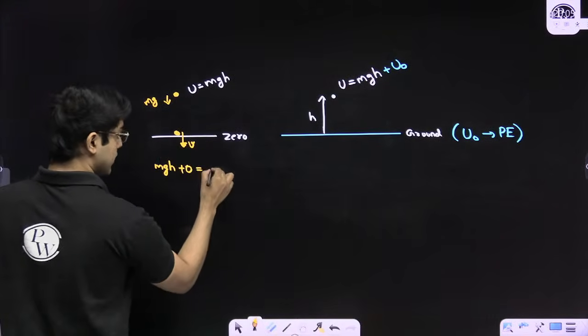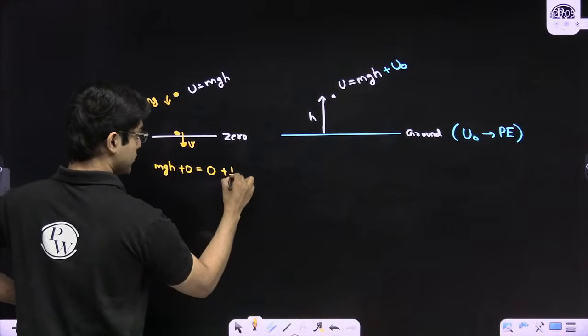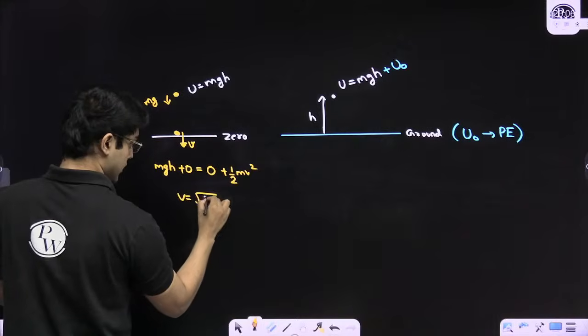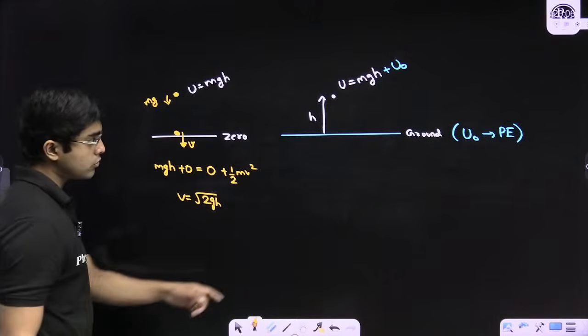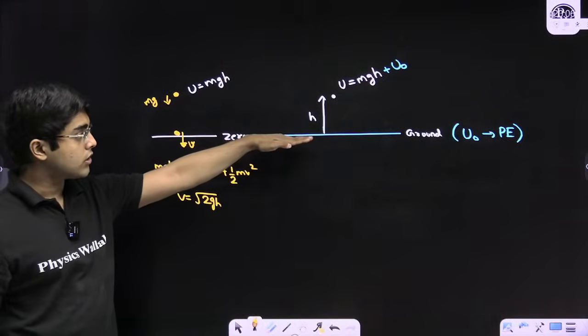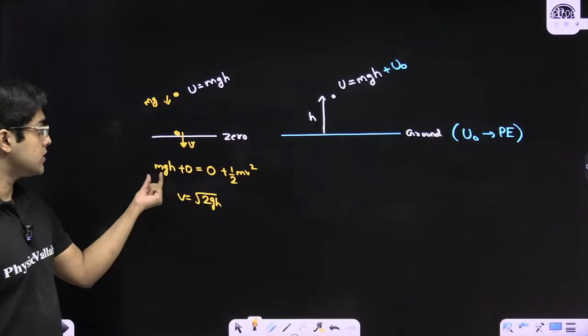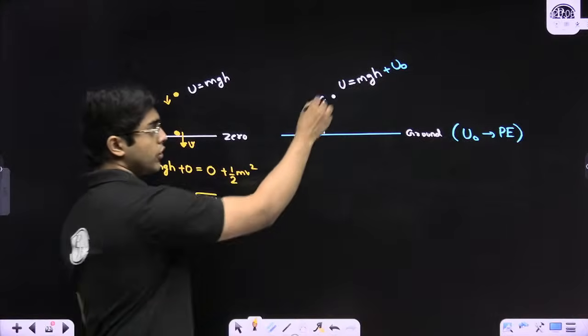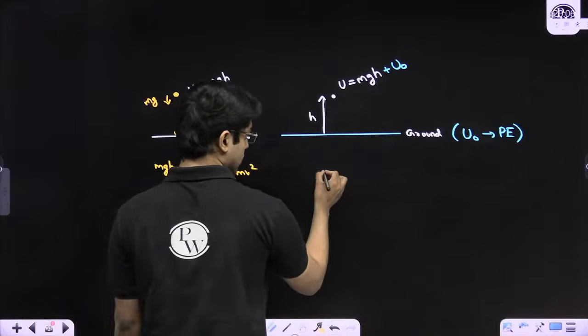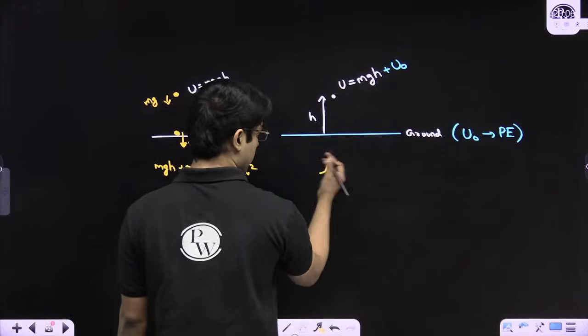And here potential energy is 0, kinetic energy is half mv square. And you will get the standard result, V is equal to root of 2gh. And here also you will get the same answer, because now final potential energy is u naught, initial potential energy is mgh plus u naught. So the u naught cancels on both sides. That is because in motion, the only thing that is important is delta u.